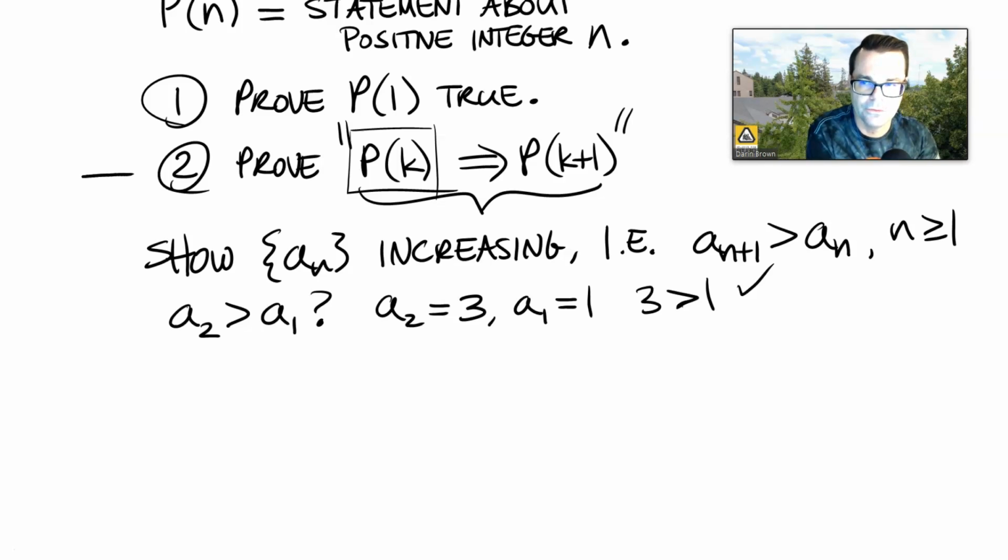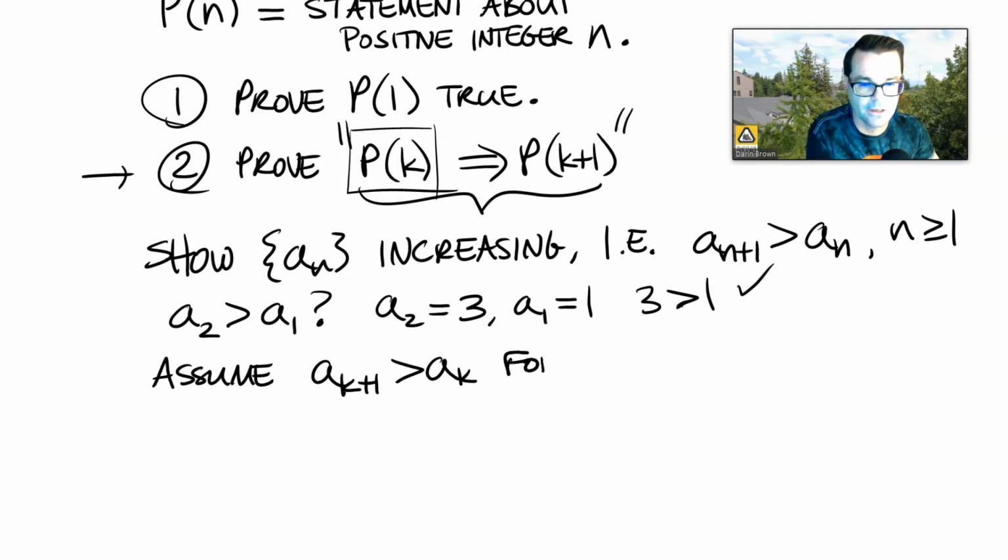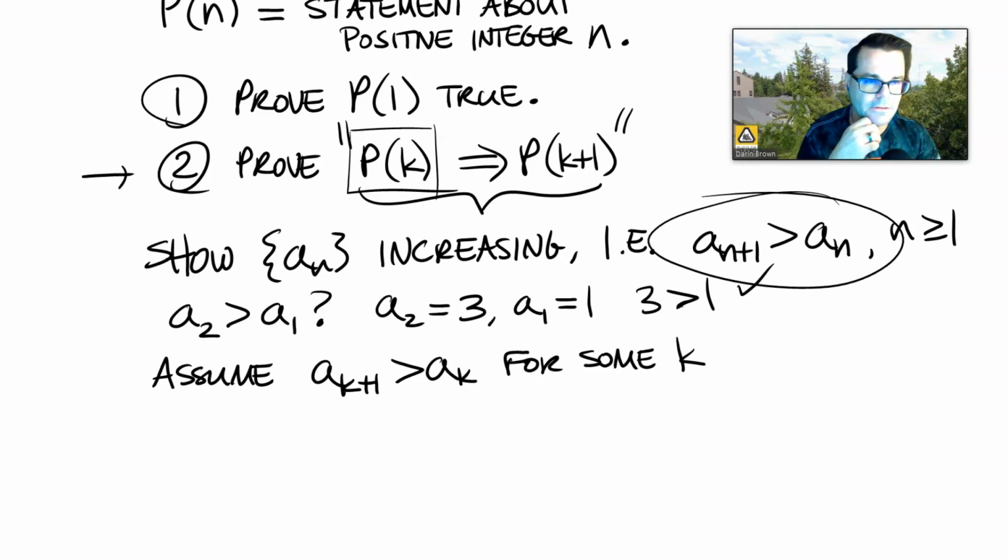But now we need to do the second part, the induction step. So how does this work? What we're going to do is assume that a sub k plus 1 is bigger than a sub k for some k. The reason I'm not using n here is that n was kind of like the dummy variable for the statement we're trying to prove, which is this. So I don't want to use n. I'm going to use k and then show it's true for k plus 1.